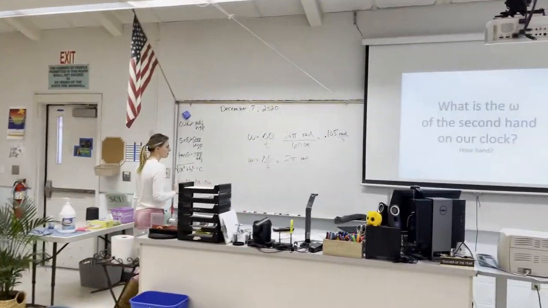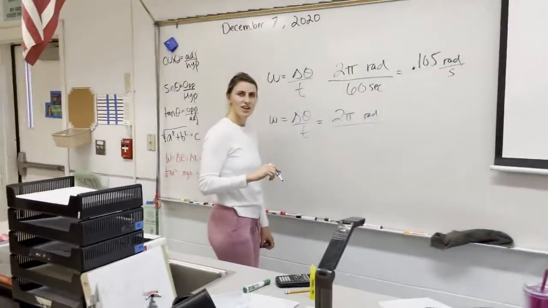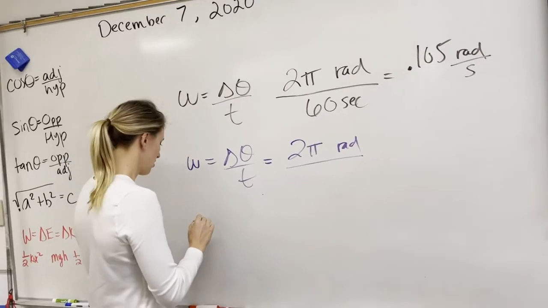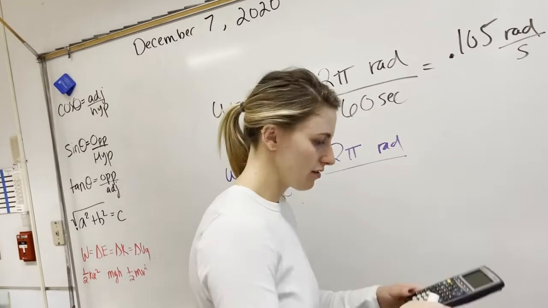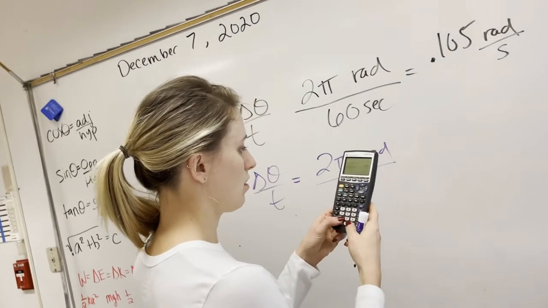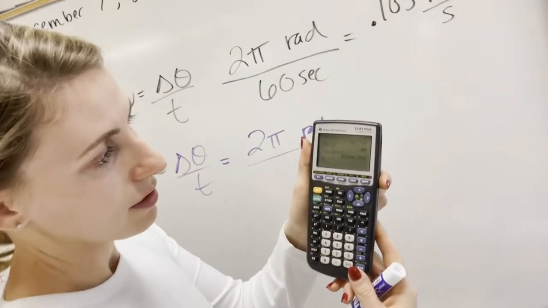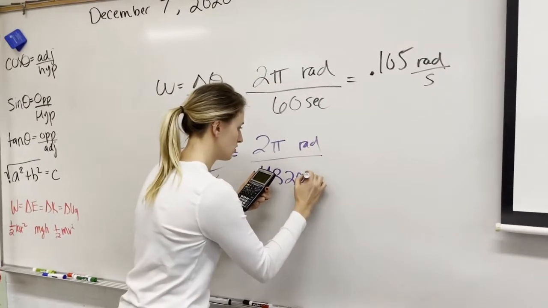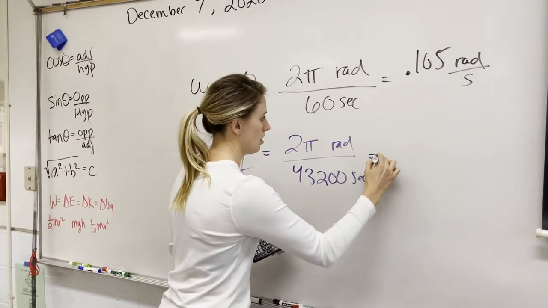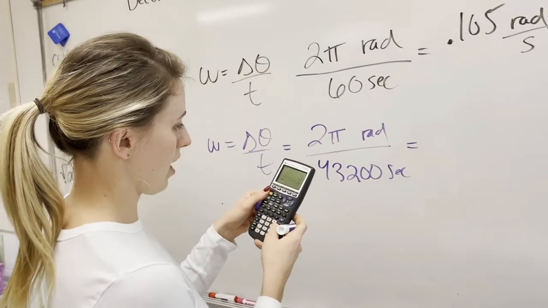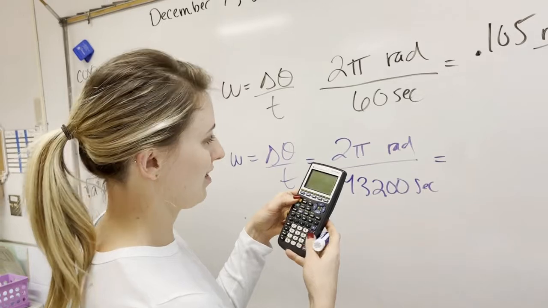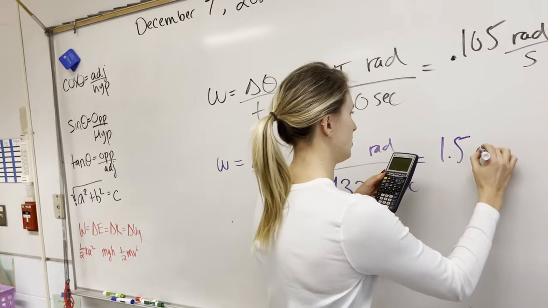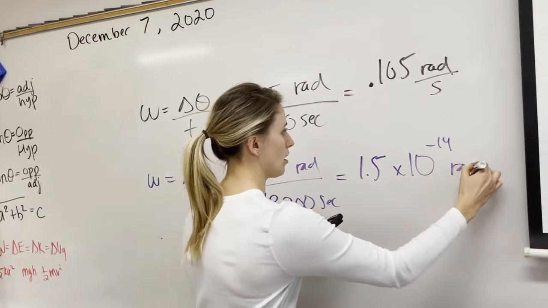So how can we make that into seconds? Well, there are 60 seconds times 60 minutes times 12 hours. I'm going to get that big old number. It's 43,200 seconds. And that's going to get me 2 pi divided by my answer, and I get 1.4, we'll call it 1.5 times 10 to the -4 radians per second.